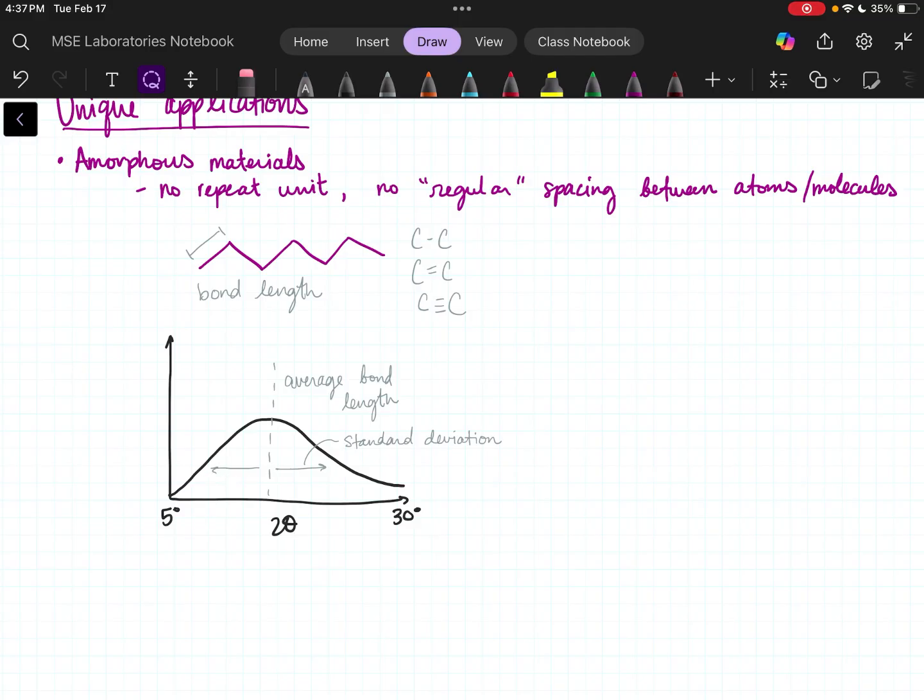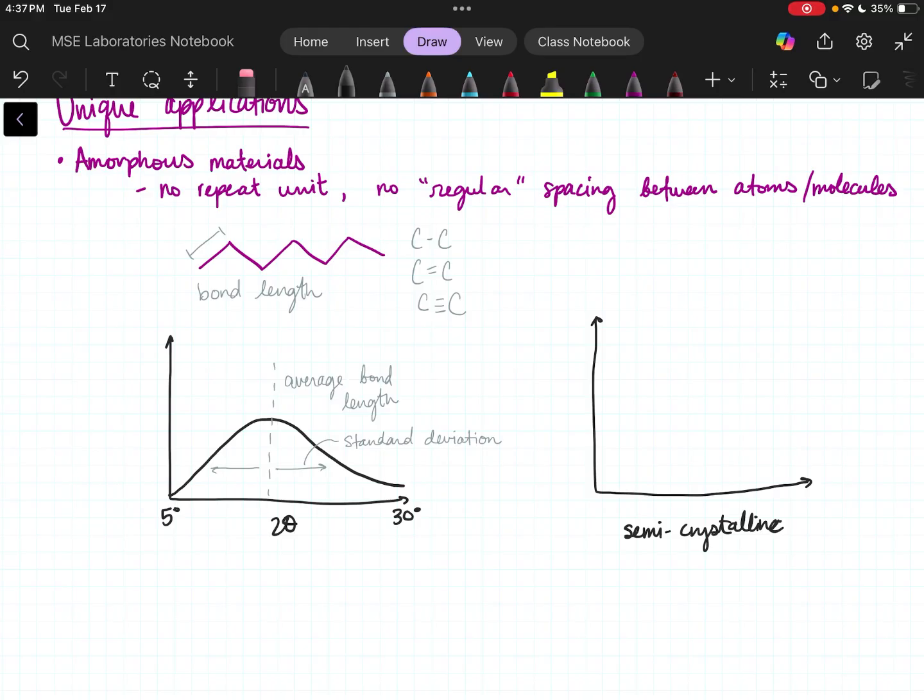Or maybe if the material is heated, or if it's a hydrogel, maybe if it's expanded because it's taking in water, I'm going to expect a larger D spacing, or in this case not D spacing, a larger average bond length. So I would expect a peak shift. So while this isn't exactly the science that we do XRD on typically, we can still get meaningful data out of amorphous materials.